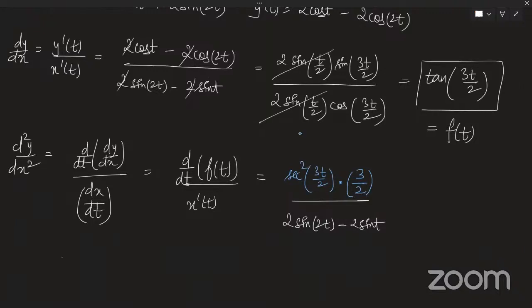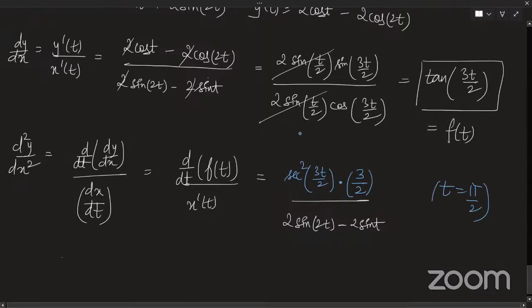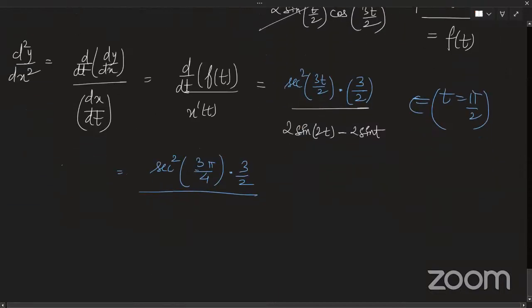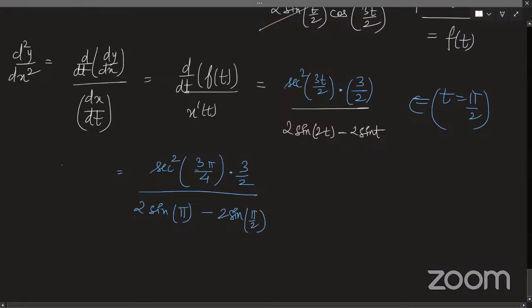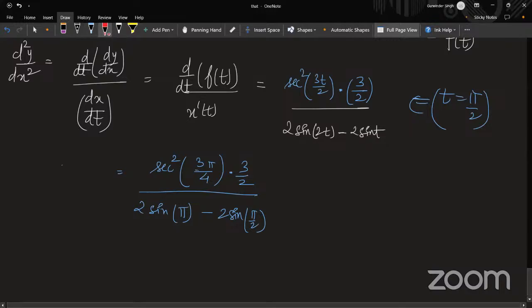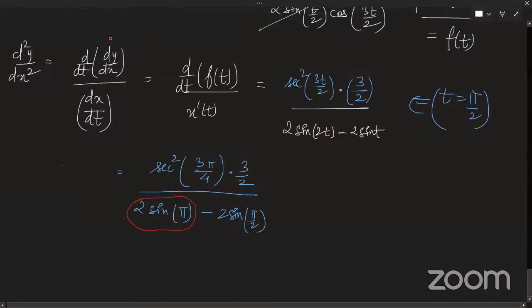So obviously you can just directly substitute your value of t equal to pi by 2. You will get secant square of 3 pi by 4 into 3 by 2, divided by 2 sine pi minus 2 sine of pi by 2. Can you tell me what is the value of 2 sine pi? The value of sine of pi is 0, right? Yes, 0.